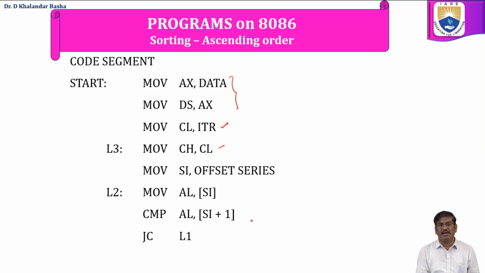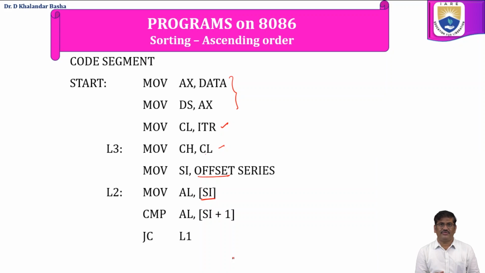For pointing to the series variable, for fetching the offset value of the series variable in the data segment, we will use the directive OFFSET. So you will write MOV SI, OFFSET series. For fetching the contents of that memory location, we will use SI in brackets. So MOV AL, [SI].